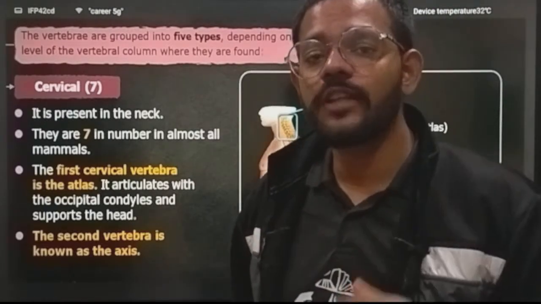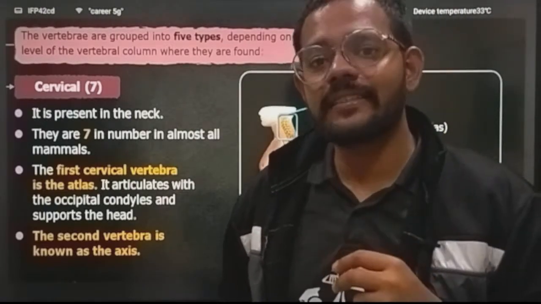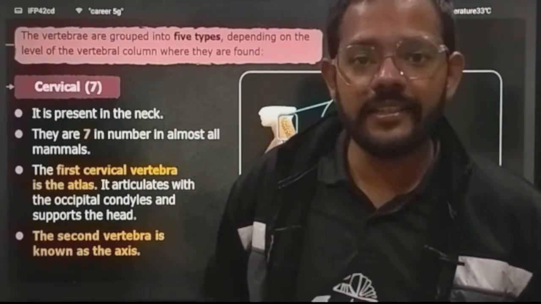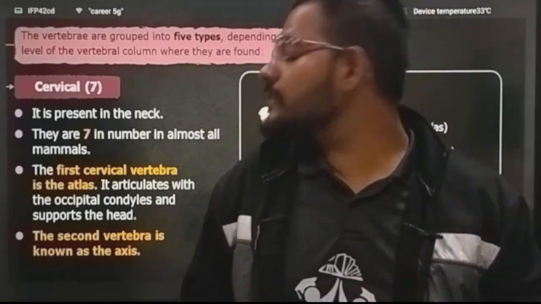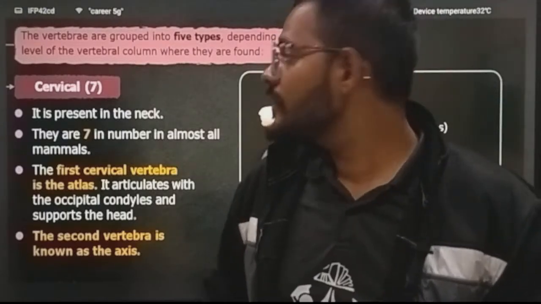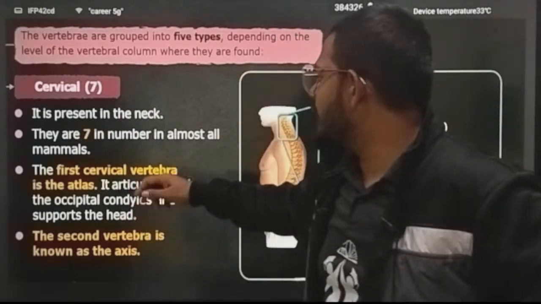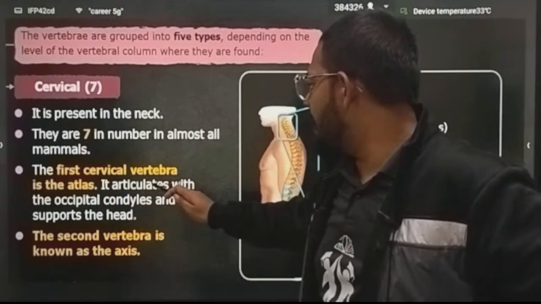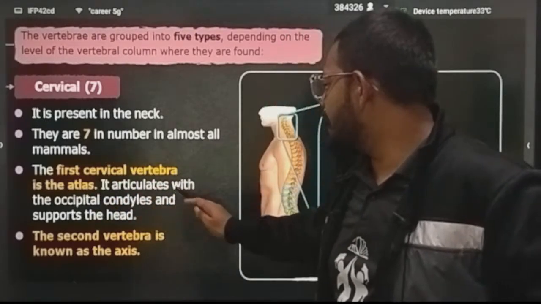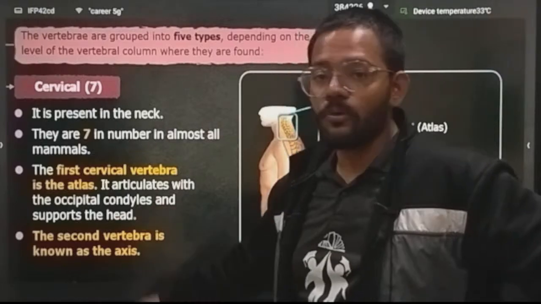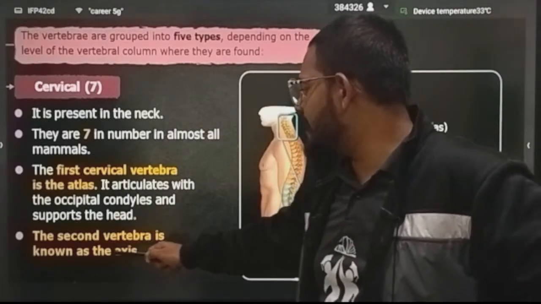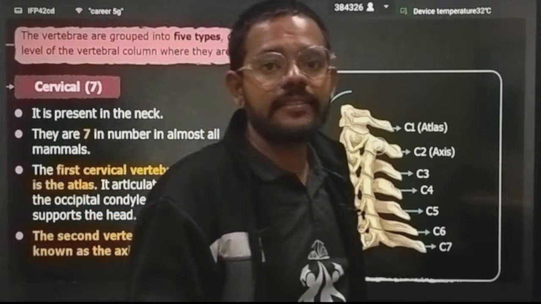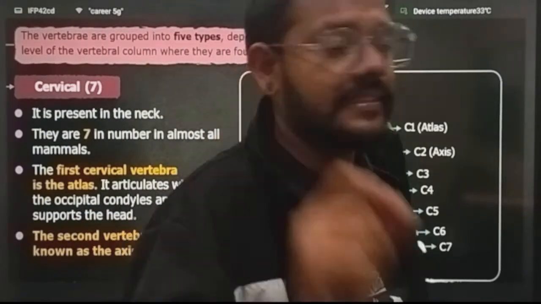Then you have C2, that is axis. The name is axis because it provides an axis of rotation to your atlas bone. That's why you can do this type of movement. It is present in the neck. They are 7 in number in almost all mammals. The first cervical vertebra is the atlas. It articulates with the occipital condyle and supports the head. The second vertebra is known as axis. C1 is called atlas, C2 is called axis.